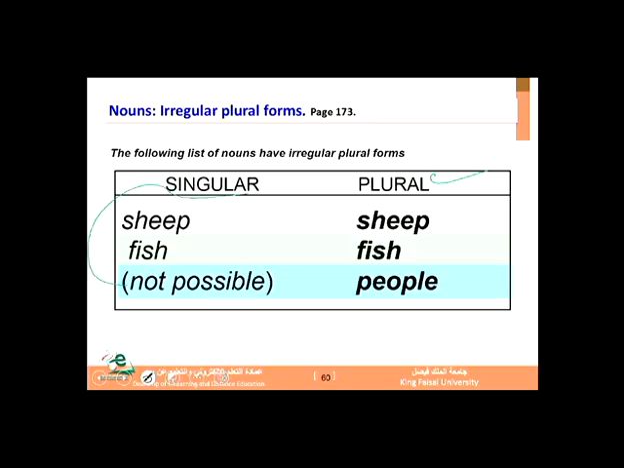It is not possible to say people means one person. If you have to say the singular of the word people, you say person. But you cannot say one people, for example. You have to say one person. In other words, there is no singular form for the word people.